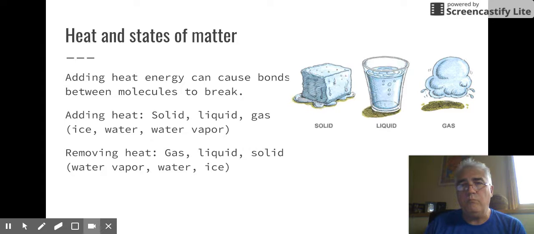Now, one of the things I want to remind you about is back when we looked at properties of matter, we noticed that things can be in either solid, liquid, or gas form. When you add heat energy to matter, you tend to cause those bonds to break or to move apart from each other. So it goes from solid to liquid to gas. If you remove heat from something, the reverse happens. We go from a gas condensing to a liquid, which then solidifies.